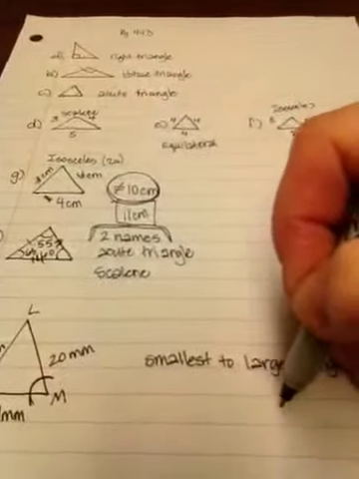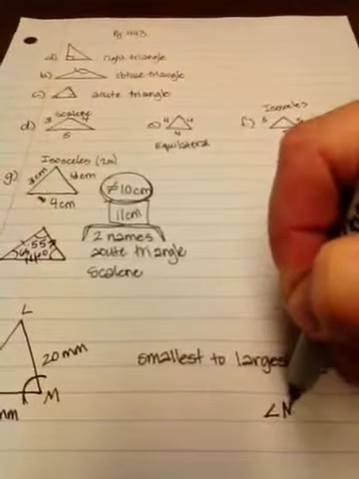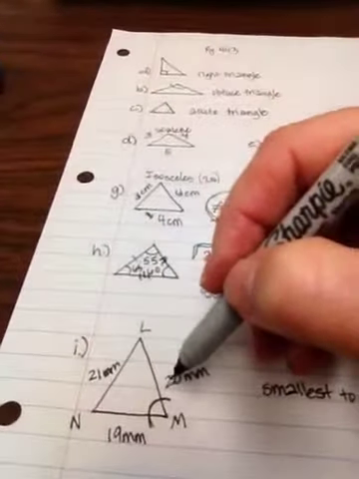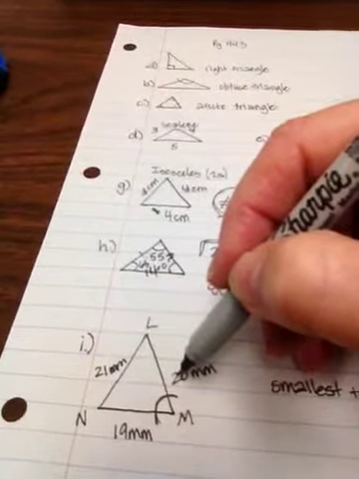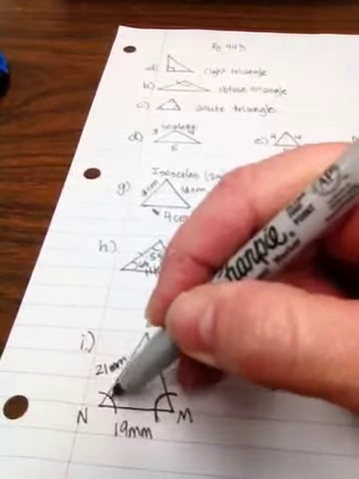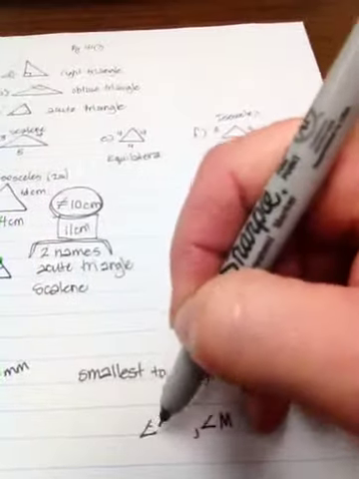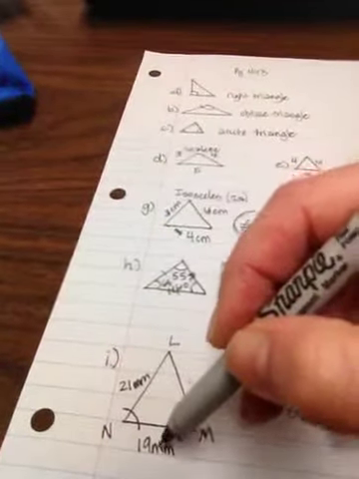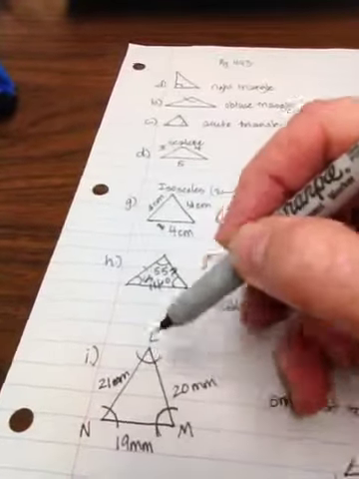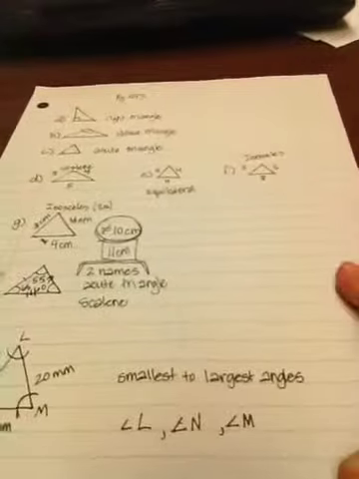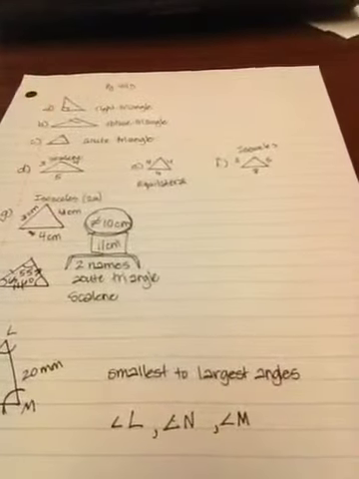So you know what I'm going to do? I'm going to put angle M right here. I'm going to put my comma before it because I'm going to work backwards. Then I have 20. 20 is the next largest, and that is opposite of angle N. So I'm going to put angle N. And then that means my little itty bitty baby one is opposite angle L. So I'm going to have angle L. So that would be the answer to that.